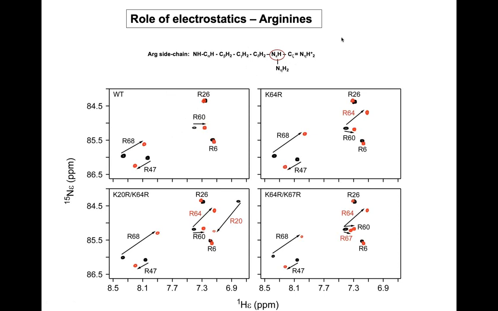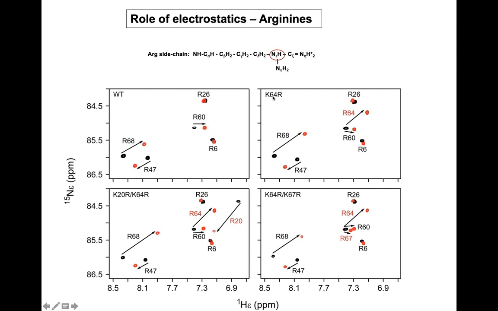Both of them are involved in ionic interactions. So what we did here was try to get a handle on this by doing mutagenesis. This particular chemokine has 5 arginines. You can see 26, 66, 68, and 47. And we know from functional studies that 60, 68, and 47 are involved in binding. And sure enough, you can see on binding there is very little chemical shift change for these 2 arginines, but there's quite a bit of change for these 3.